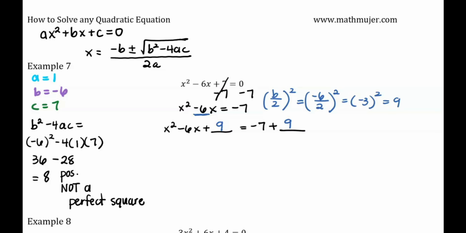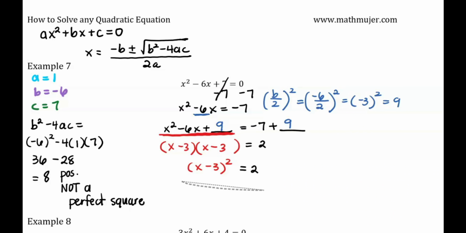So I'm going to add 9 on that side, and I'm going to add 9 on the other side as well. Now the purpose of adding that in is because if you do it correctly, this side of the equation will now factor into a perfect square. And it does. Two numbers that multiply to positive 9 and add up to negative 6 are negative 3 and negative 3. So that left side of the equation is just x minus 3 squared. And I'll combine the negative 7 and the 9 on the other side to get a positive 2. So we have that.